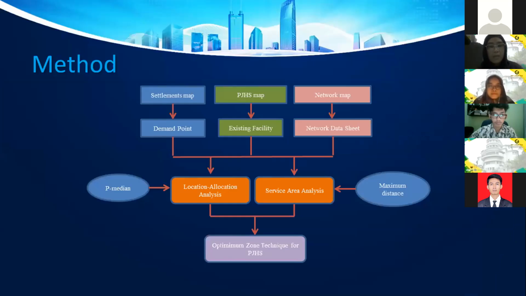So this article proposes GIS analysis to solve this zoning problem for school zones, for which we use the location allocation analysis of the p-median and the surface area analysis. We compared these two analyses, which results in an optimal zone technique for the public junior high school zone system.